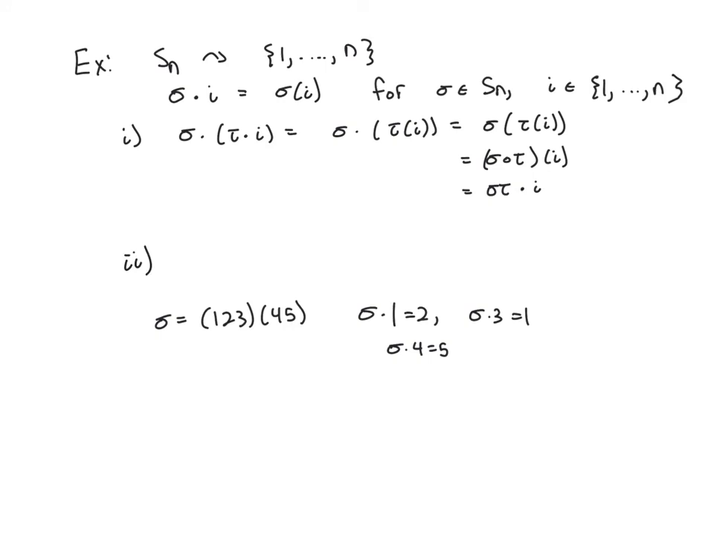The other condition we have to check is that e times i is i. But what is e? For the symmetric group, it's the identity permutation. So that tells us that it does have the property we want it to have. Thus, the symmetric group acts on integers 1 through n.